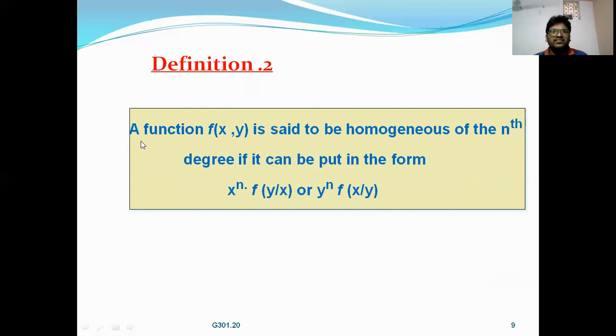I will repeat once again. A function f of x comma y is said to be a homogeneous function of the nth degree if it can be put in the form x to the power of n f of y by x, or y to the power of n f of x by y. If we can show it in this form, then the given function is a homogeneous function. This is the alternative definition of the above definition.